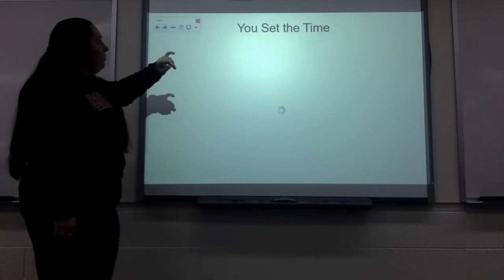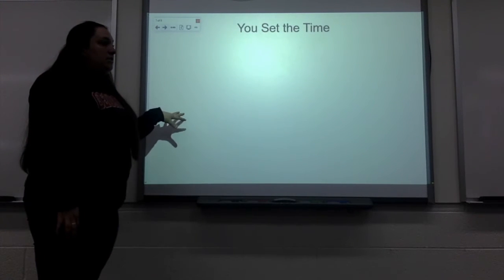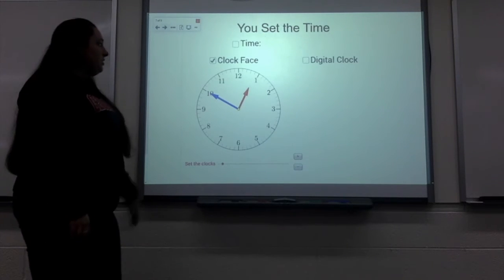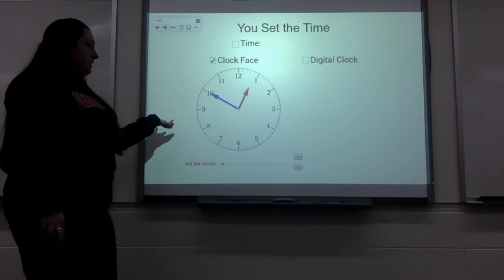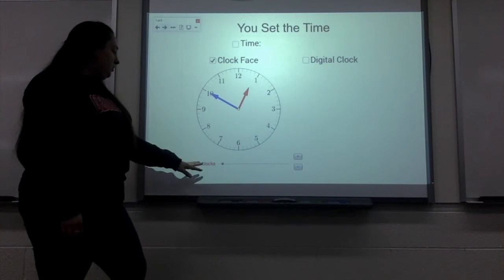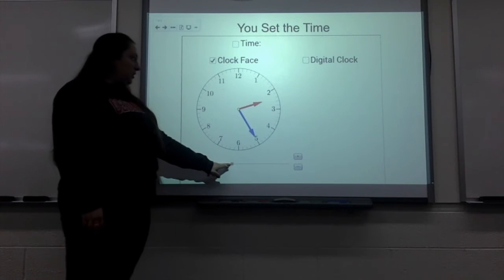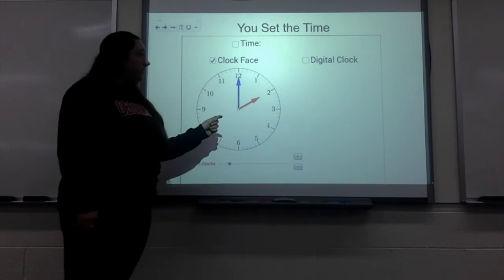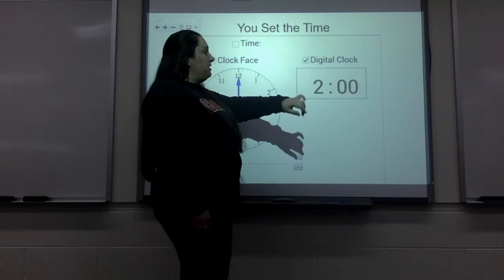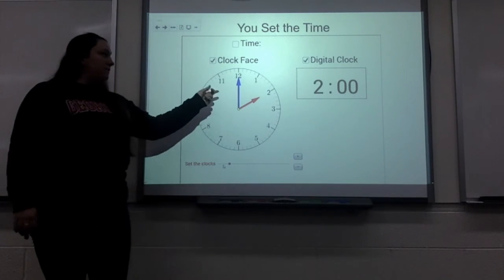Then we'll move to our GeoGebra section of the lesson. So this is how to set the clock. And so we'll use this slider down here to change our clock. We'll talk about what time we think it means. And then we'll click on this digital clock and it'll prove to us that it is in fact showing 2 o'clock.